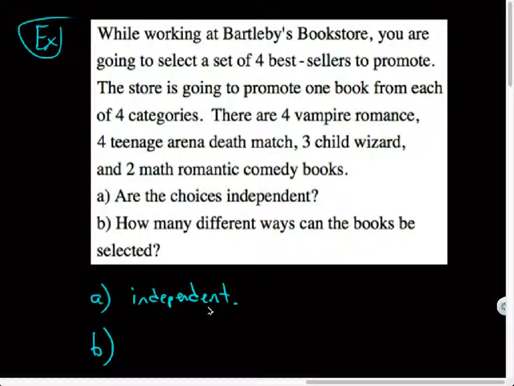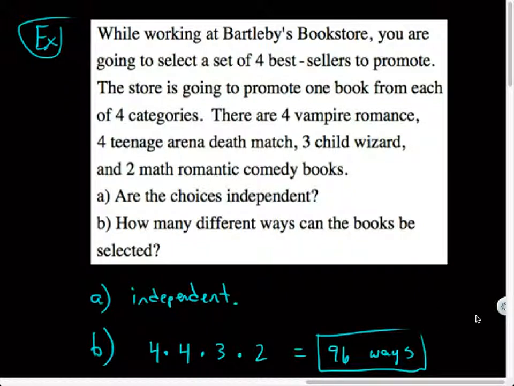So, question: how many different ways can the books be selected? For the vampire romance, how many do I have to pick from? 4, so I'm going to take 4. I'm going to multiply that by the number of teenage arena deathmatch books, which is 4. Child wizard books, I've got 3 to pick from. I'm only going to take 1, but there are 3 possible choices. And then math romantic comedy, I'll multiply by 2. So 16 times 3 is 48, times 2 is 96 combinations or ways that this could occur. It's not too crazy.